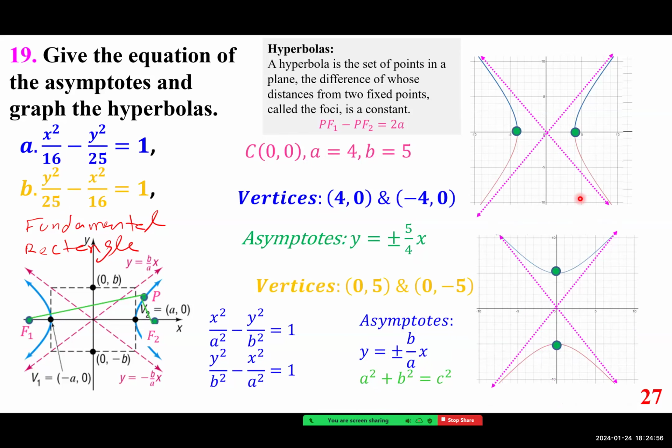Notice, at first I drew the lines, but then they have to be dashed lines. They are not part of the graph, everybody, okay? They are not part of the graph, and you want to be very careful with that.